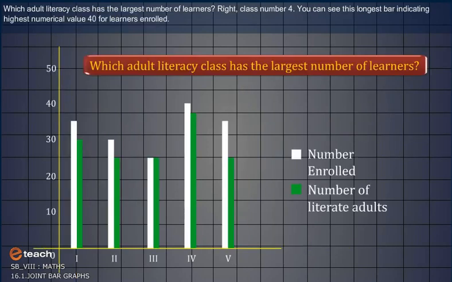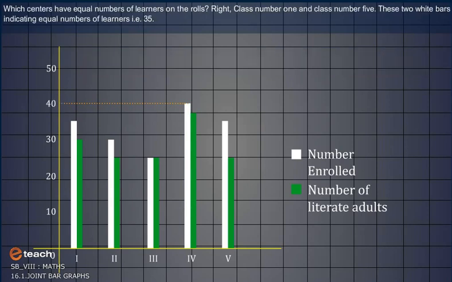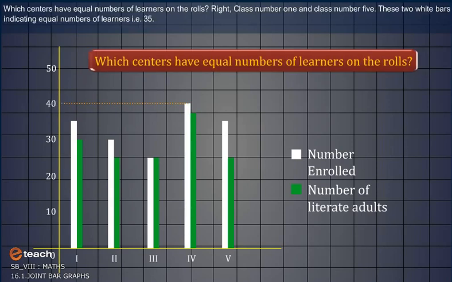Which adult literacy class has the largest number of learners? Right, class number 4. You can see this longest bar indicating highest numerical value 40 for learners enrolled. Which centers have equal number of learners on the rolls? Right, class number 1 and class number 5. These two white bars indicate equal number of learners, that is 35.